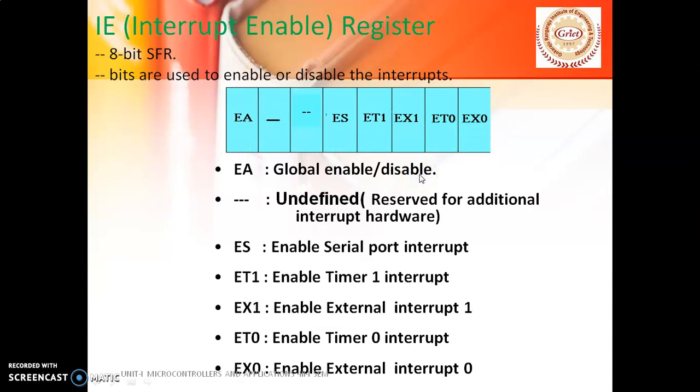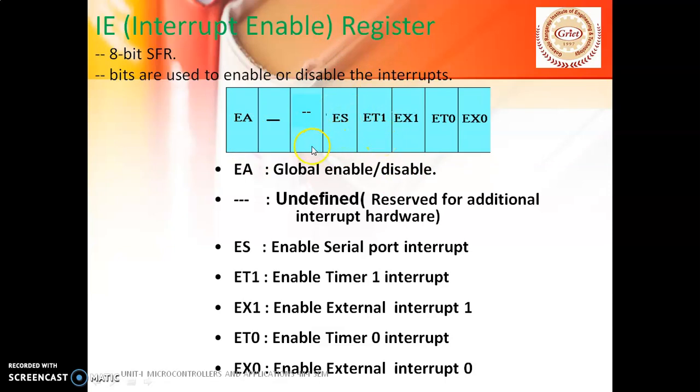If we want to use or enable any kind of interrupt, then this particular bit should be programmed to 1. If we program this bit to 1, then the interrupt is going to get enabled. If we program this bit to 0, then the interrupt is going to get disabled. Depending on the EA bit, the interrupts will be enabled or disabled. If EA bit is 1, that means the 5 interrupts are enabled. If EA bit is 0, then the 5 interrupts are disabled.